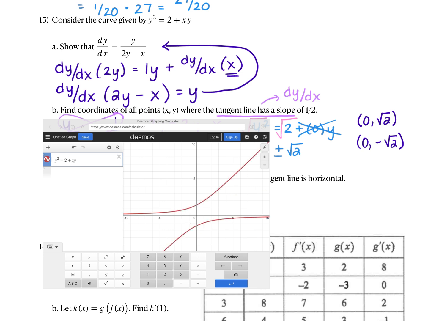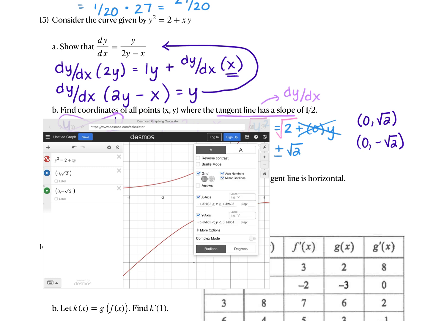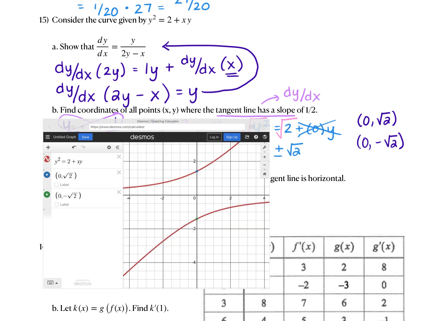There we go. Okay. And so what we are suggesting is that at the point 0, comma, square root of 2, and at the point 0, comma, negative square root of 2, those slopes are equal to 1/2. And so take a look at your graph there. You've got a green dot and a blue dot. Maybe I can bold that up a little bit. There we go. Okay.